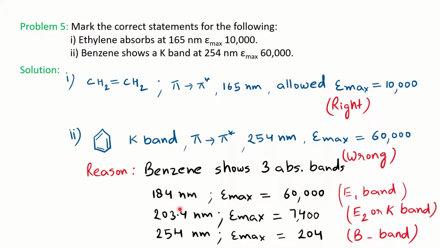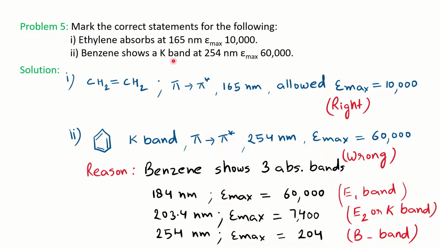The first one at 184 is called the E1 band, that is the ethylenic band. 204, having 7,400 around, is called the E2 or K band. Okay, E2 or K band. While the last one, which has the highest wavelength but very low intensity, is the B band, the benzenoid band, characteristic of aromatic compounds.